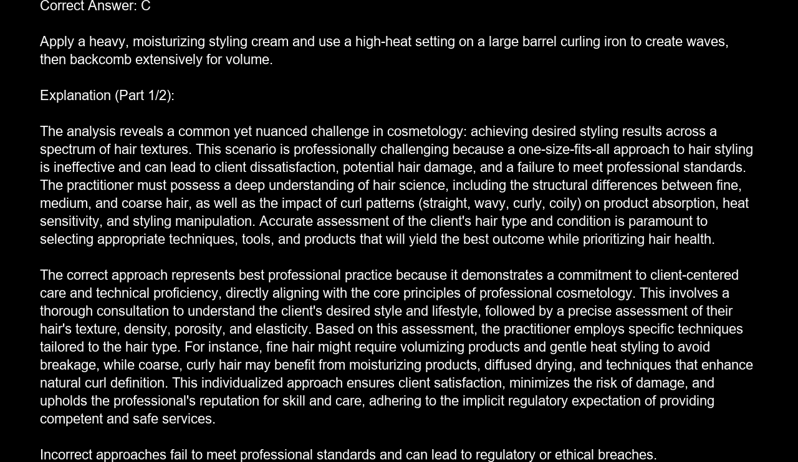For instance, fine hair might require volumizing products and gentle heat styling to avoid breakage, while coarse, curly hair may benefit from moisturizing products, diffuse drying, and techniques that enhance natural curl definition. This individualized approach ensures client satisfaction, minimizes the risk of damage, and upholds the professional's reputation for skill and care, adhering to the implicit regulatory expectation of providing competent and safe services.